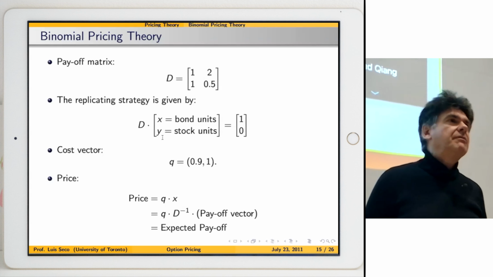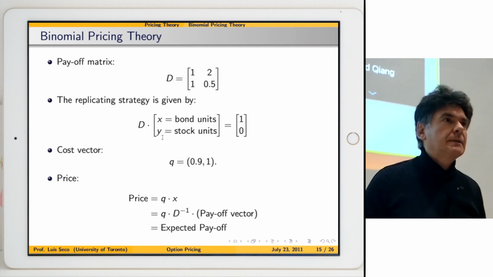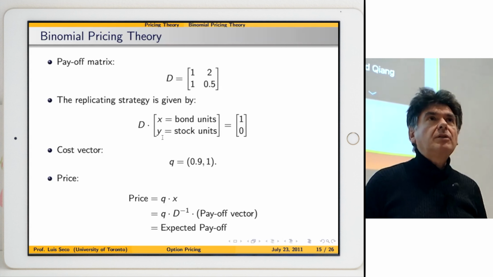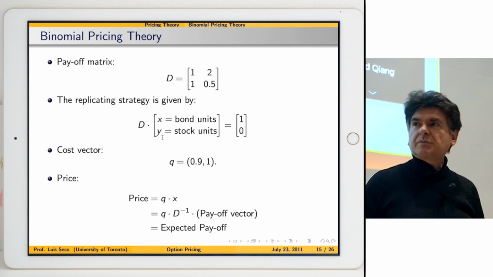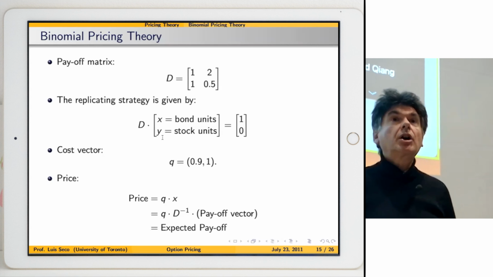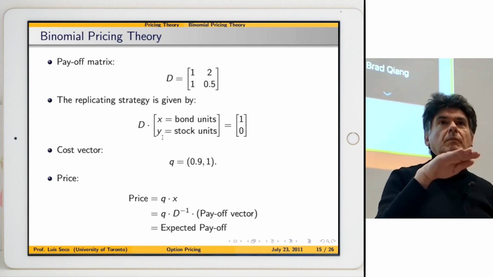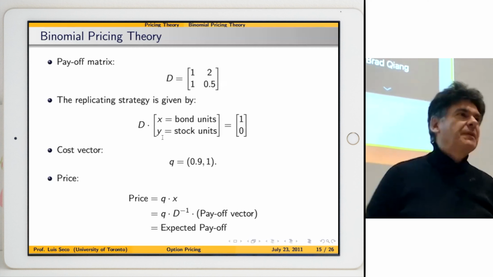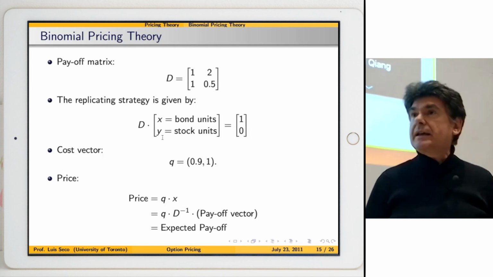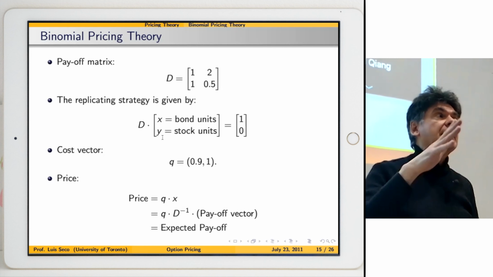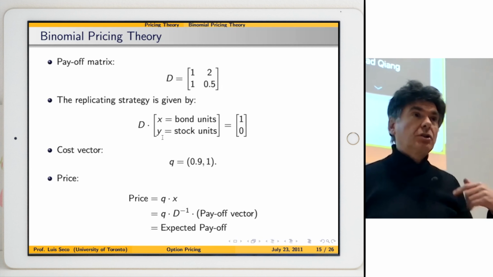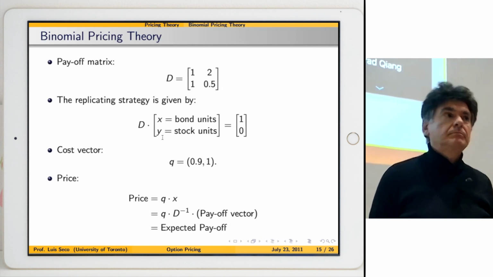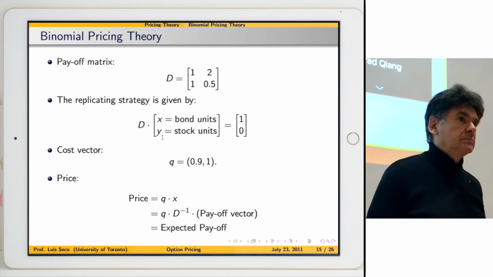And I start with the payoff matrix. The payoff matrix is the one that has the values of my financial instruments in the future expressed as columns. Each column is an instrument, and each row is a scenario, an event. Here we only have two events. The stock goes up, the stock goes down. Okay?